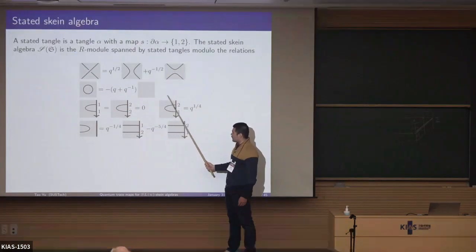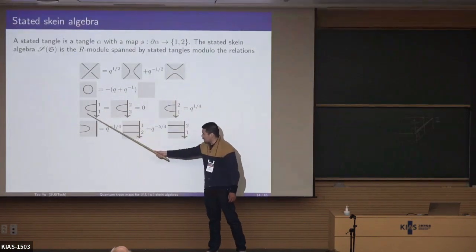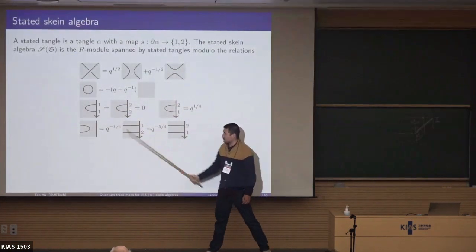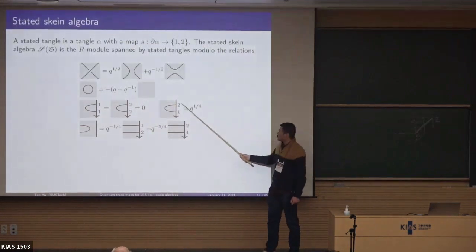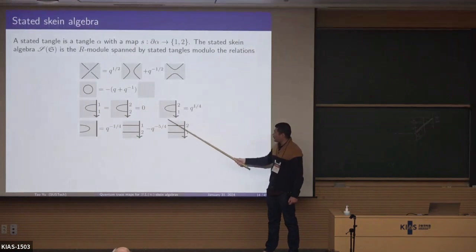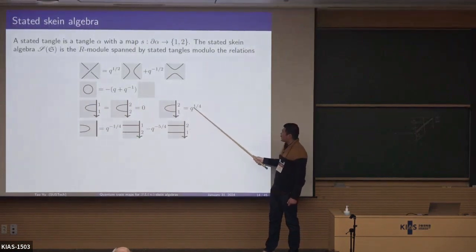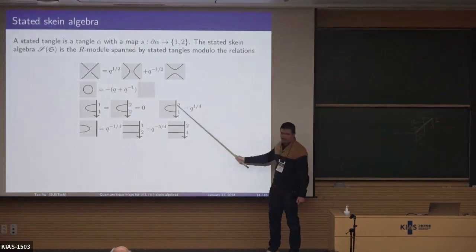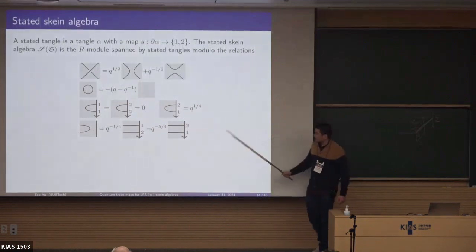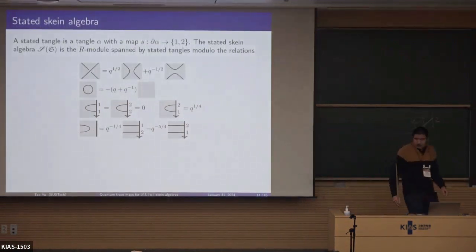The interpretation is just like all the others. If you have a local diagram where you see something like this, well, this one just sets to 0. But if you have a diagram where locally it looks like this, it's a scalar q to the quarter times a new diagram with this component removed. Similarly for the last one.